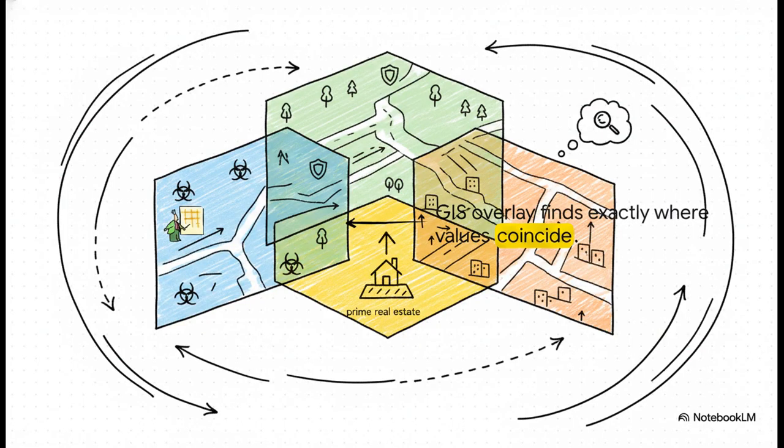Now, this subtraction process is actually a form of spatial modeling known as coincidence modeling. So the crucial point is that planners use GIS overlay functions to find the exact places where different values coincide. You're essentially asking the computer, hey, show me every piece of land that is not hazardous and is not protected and is not currently built up. The areas where all those specific conditions coincide become your absolute prime real estate.